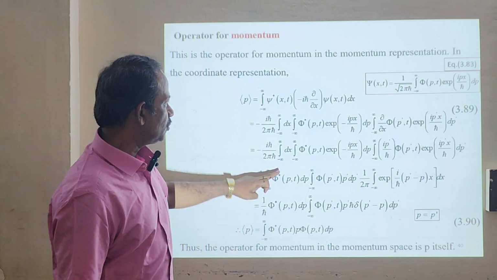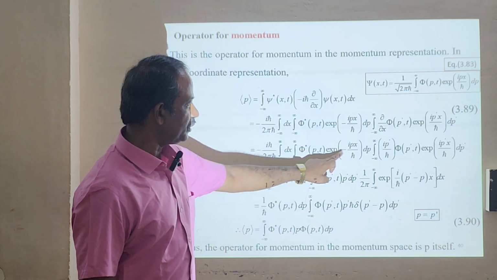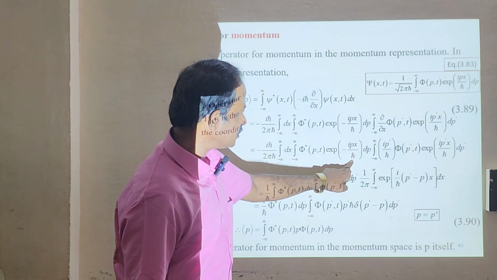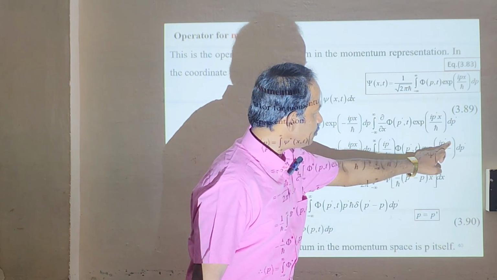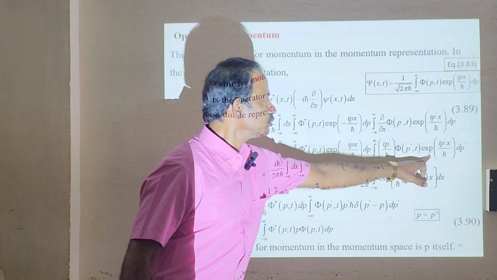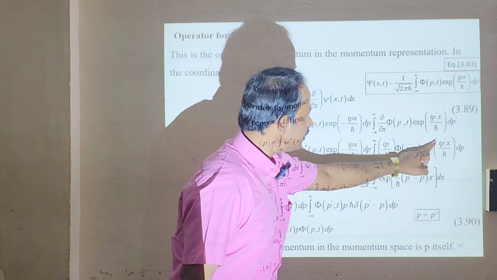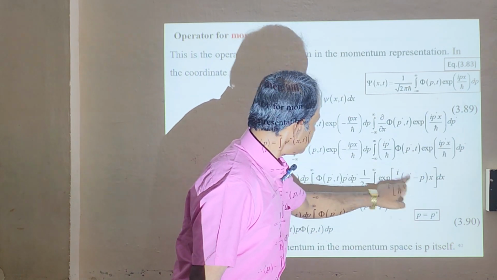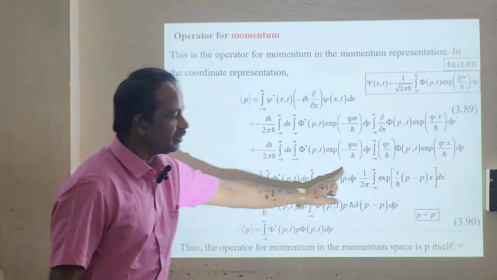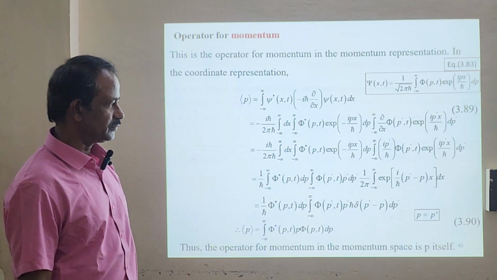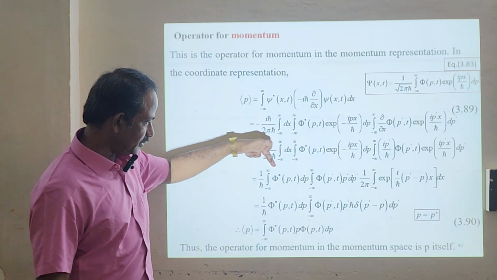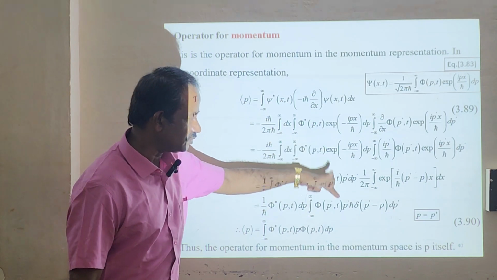Remaining things: you have phi star of p, t, dp, correct? And I have e power minus i p x by h bar and e power i p prime x by h bar. Together we can write these two things like this: e power i by h cross, p prime minus p, of x. Okay, together we can write. 1 by 2 pi is here. Is it okay? The reason is what we are going to see now. The same thing here, no change.